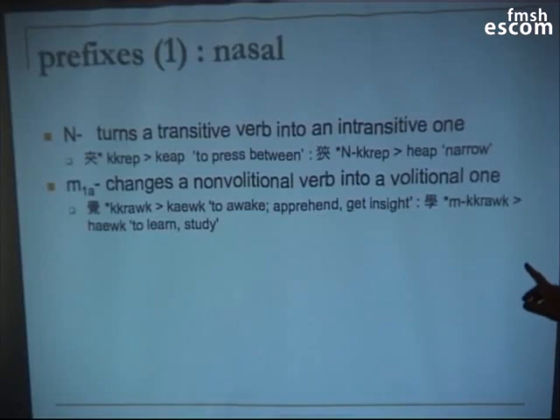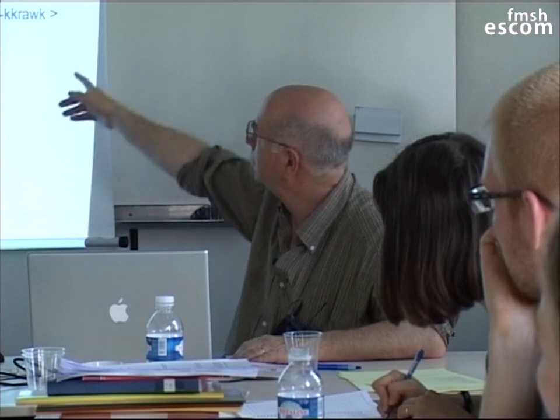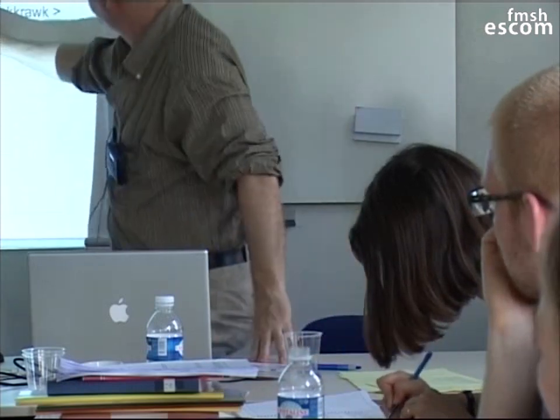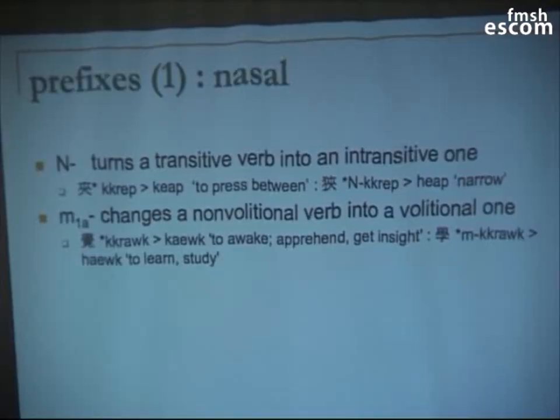For instance, jue, as in juede, means to awake, apprehend, get insight, and that's a non-volitional verb. So, to awake, apprehend, get insight, non-volitional, and it has a volitional counterpart, which means to learn, to study, to apply oneself to apprehend and get an insight. The same thing, but wanting it to work. And note the same phonetic. The top part here is phonetic. So that's kruk, not krauk, sorry.